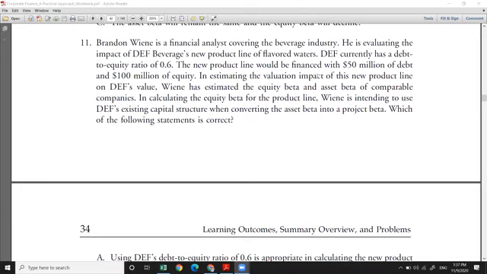In estimating the impact of the new product line on DEF's value, Wynn has estimated the equity beta and asset beta for comparable companies. In calculating the equity beta for the product line, Wynn intends to use DEF's existing capital structure when converting the asset beta into project beta. Which of the following statements is correct?